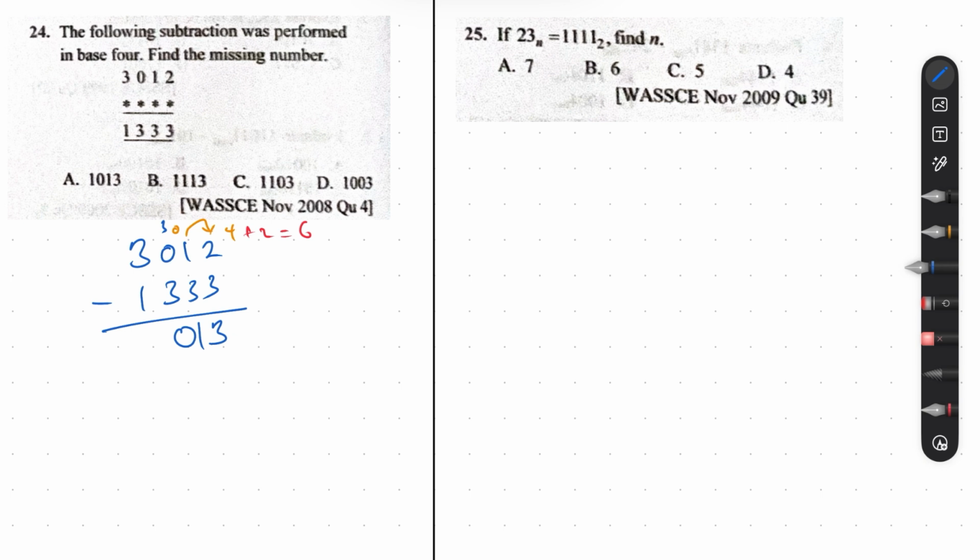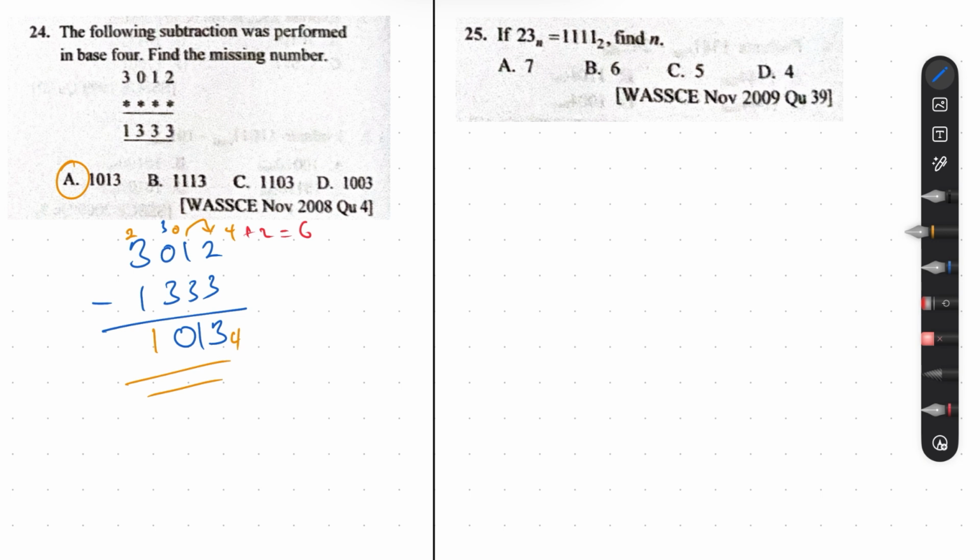Then here we are left with what? Because we borrowed 1 from here, we are left with 2. So 2 minus 1 will give us what? 1. And that is our answer. Cool. And it is in base 4. Okay? Which is A. Okay? Cool. Let's move on to question number 25.